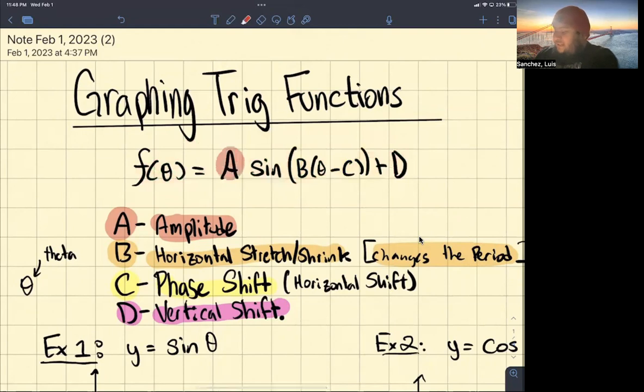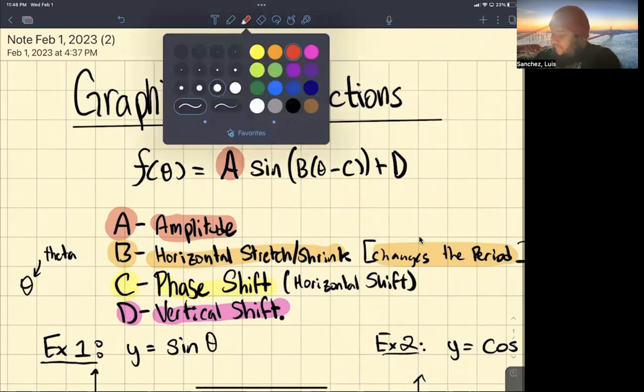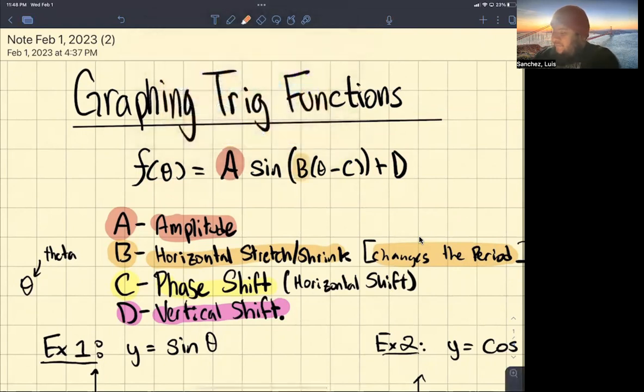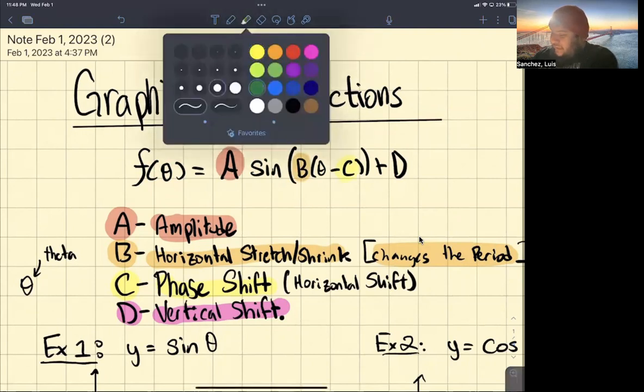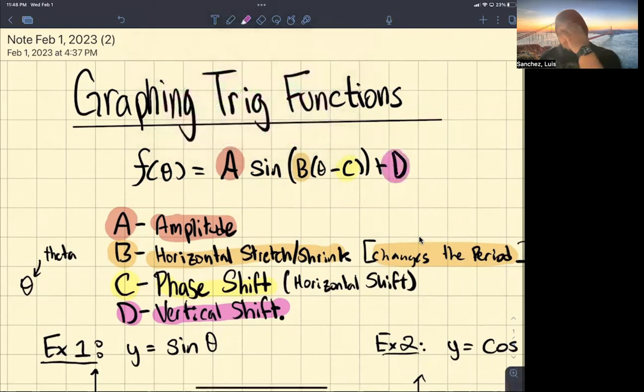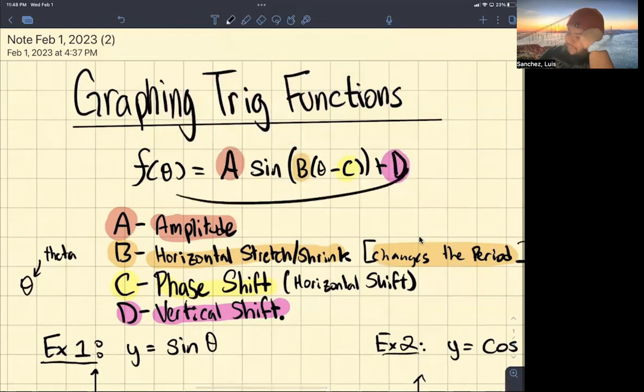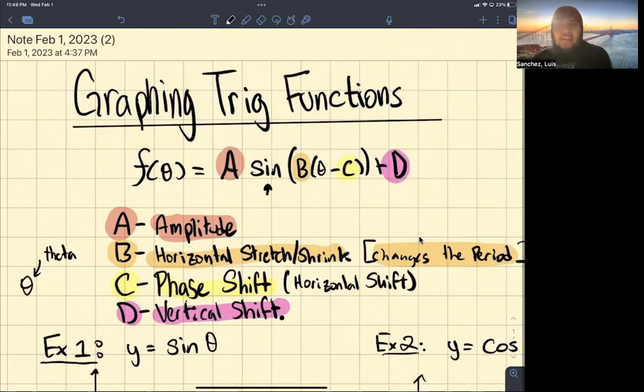So it could be just A sine of B theta minus C, plus D, right? It's not green, it's purple. So you're gonna notice this. The thing about this equation is that this could be sine, cosine, tangent, cotangent, whatever. That's not a big deal, okay? But your equation can have any of these four letters: A, B, C, or D.